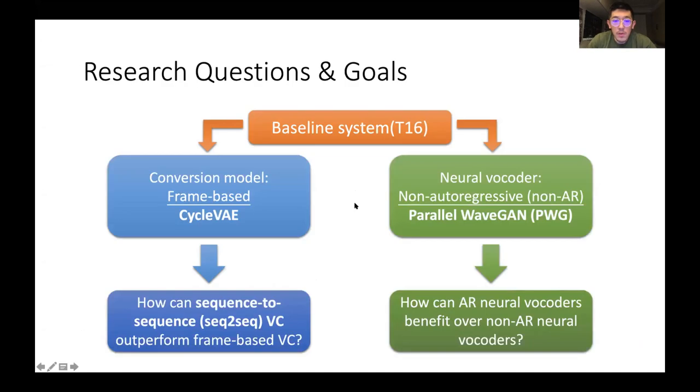So we want to use the power of the large-scale listening test in this year's VCC to answer two research questions. We start from the baseline system T16, which is a combination of a frame-based cycle VAE conversion model and a non-autoregressive neural vocoder, Parallel WaveGAN, PWG. Our team has been focusing on sequence-to-sequence VC recently, and we want to know how it can outperform frame-based VC. And also we know that AR neural vocoders are better than non-AR ones, and we want to know in what aspects they outperform the non-AR ones.